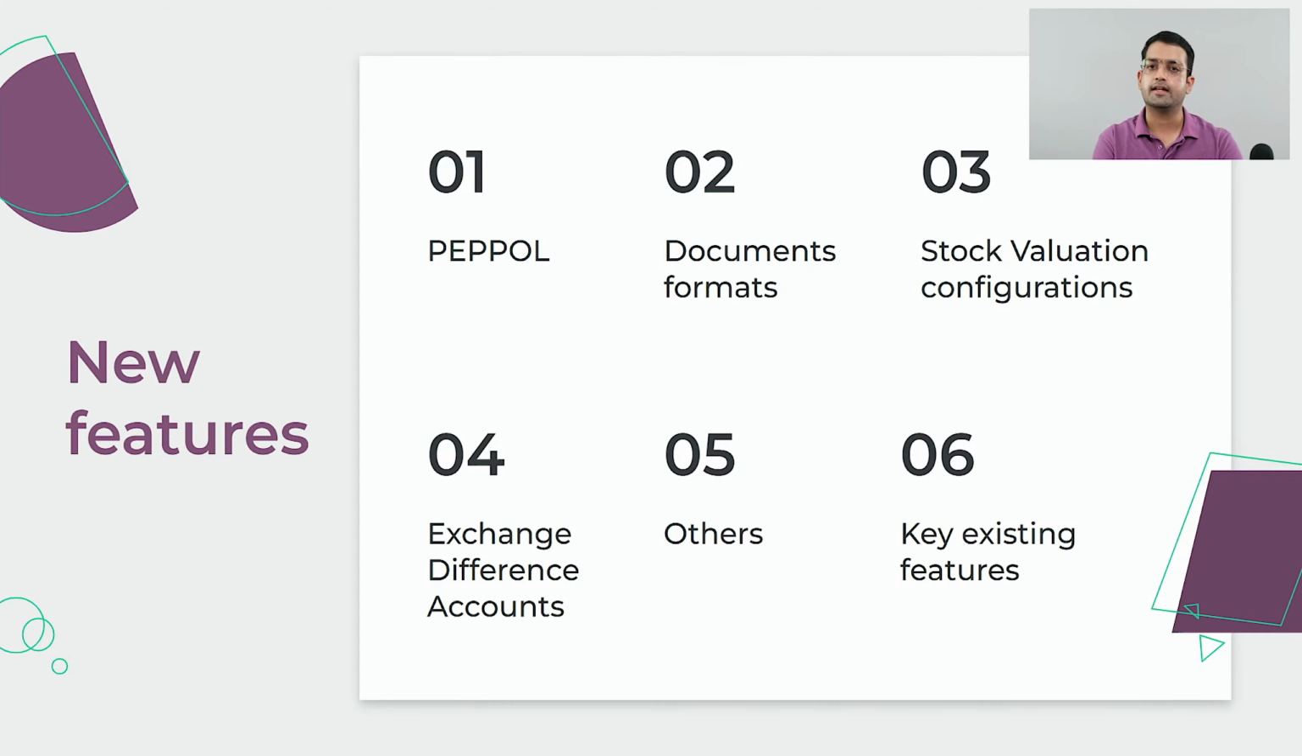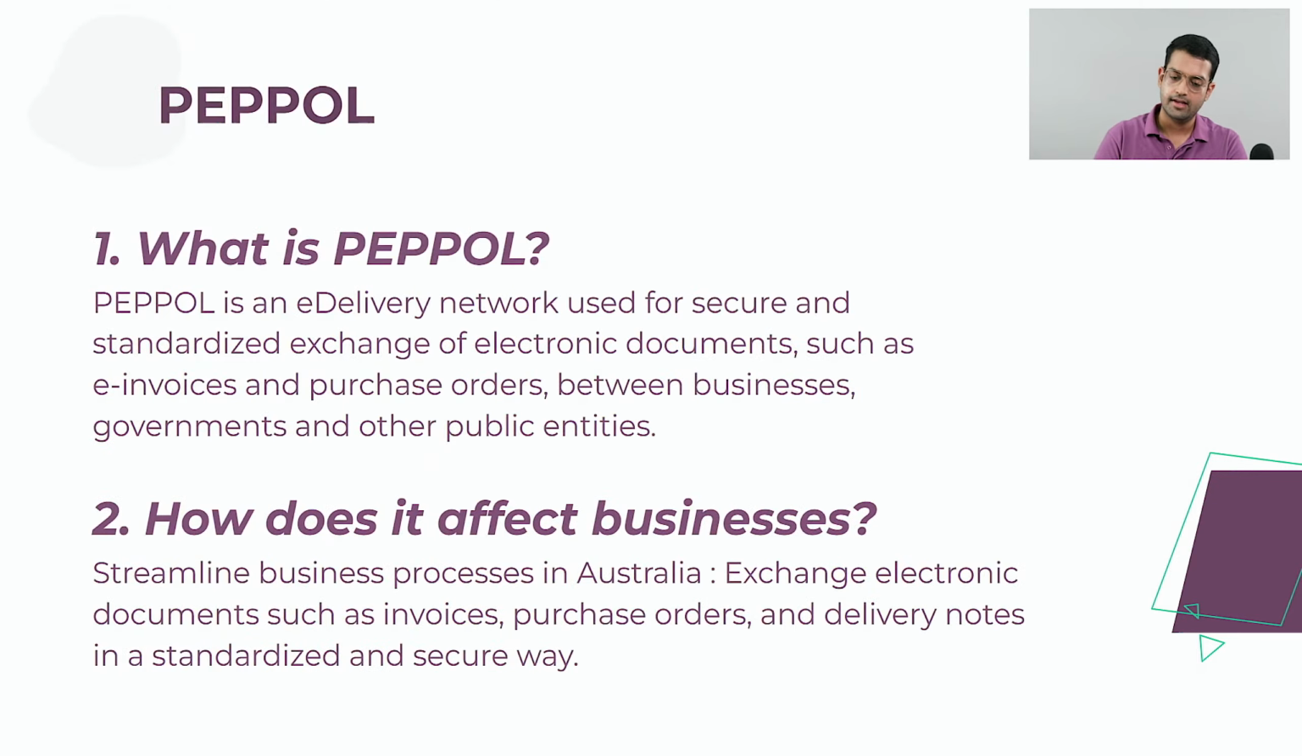That is specifically PEPPOL, documents format, stock valuation configuration, exchange difference accounts, and others, which means some other smaller features, and even bigger ones, but they're grouped into the others category. And then some key existing features that have a very strong impact on the market as well. Let's jump right in. So PEPPOL.